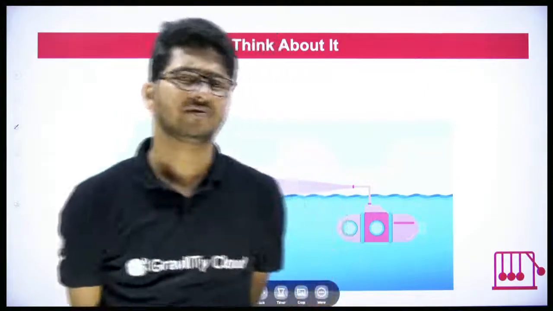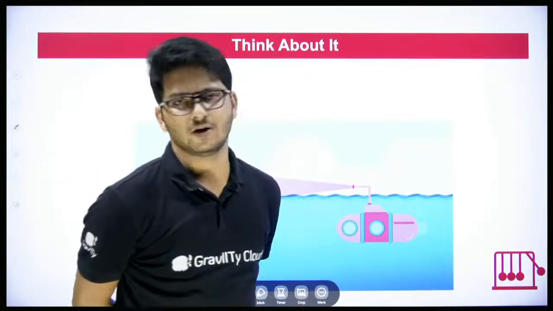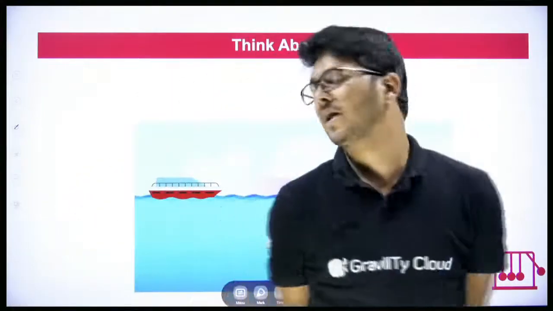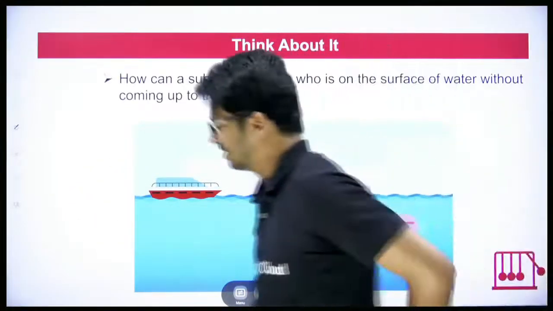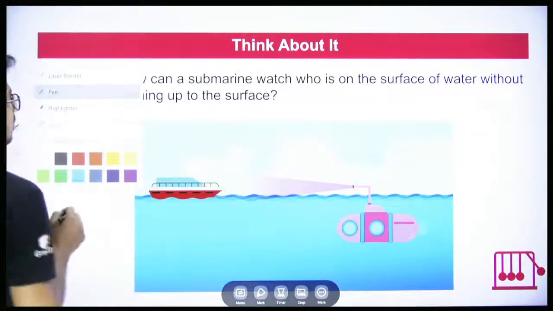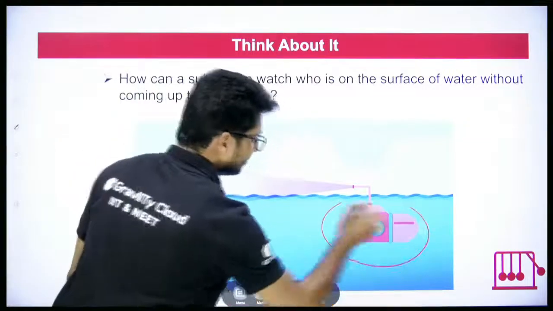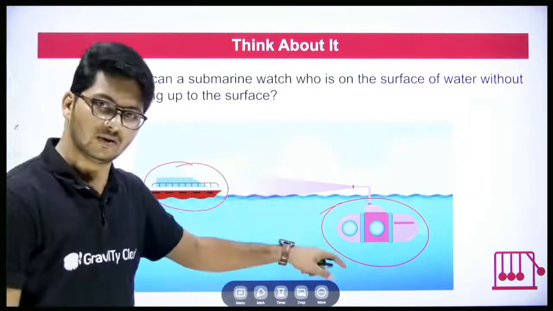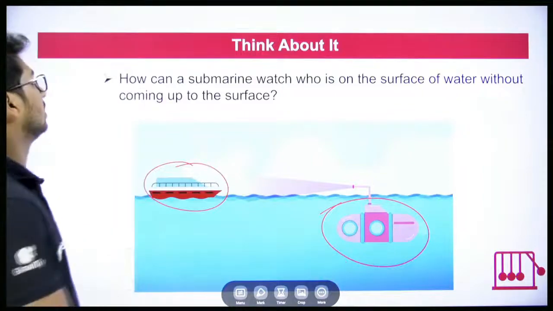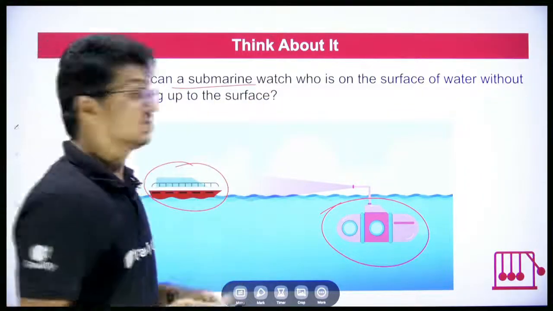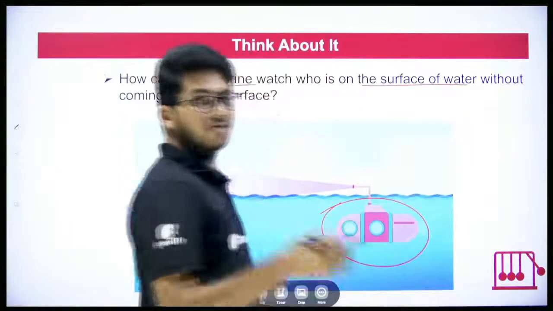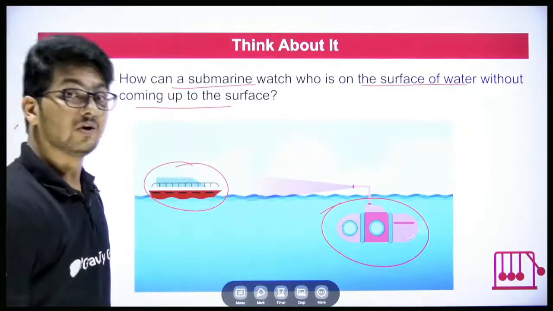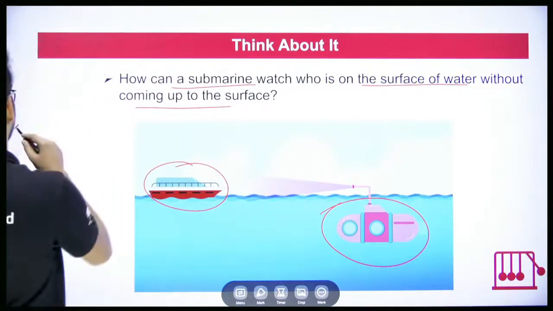Okay. So we have revised a few properties and also went into a few questions. Now we'll go into periscope. Okay, so there's an interesting question here. What is that? Interesting situation. We have a submarine here and you have a ship floating on water. Submarine is inside water, ship is floating on water. So how can a submarine watch who is on the surface of water without coming up to the surface? How can it watch? That's an interesting question, right?